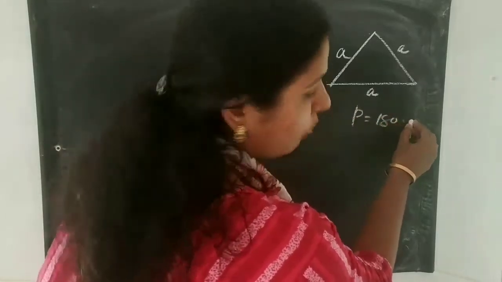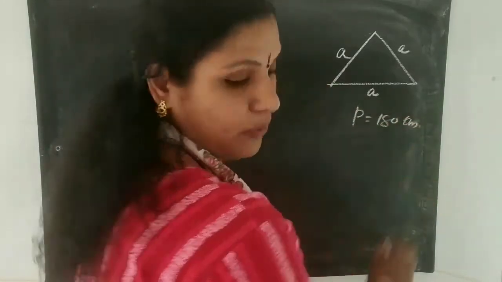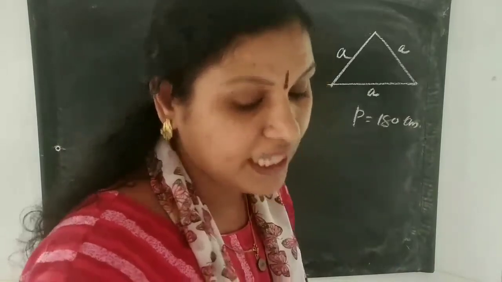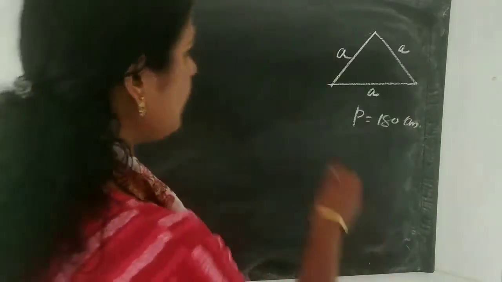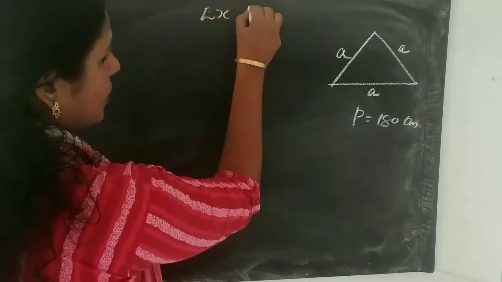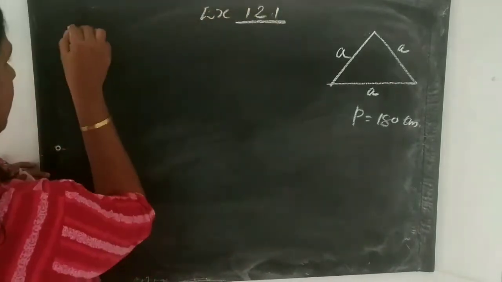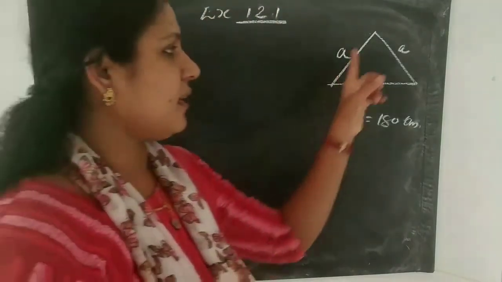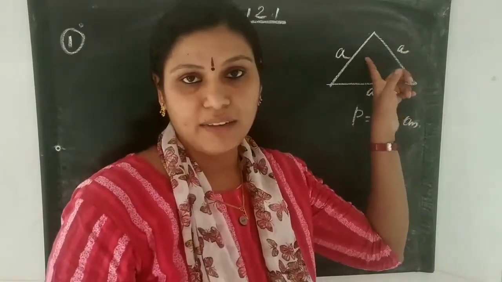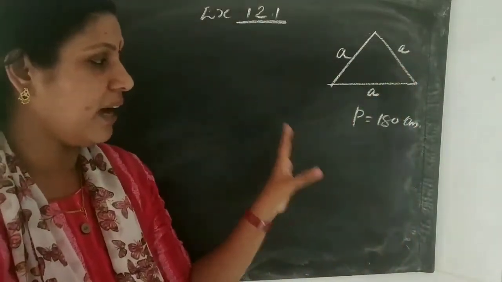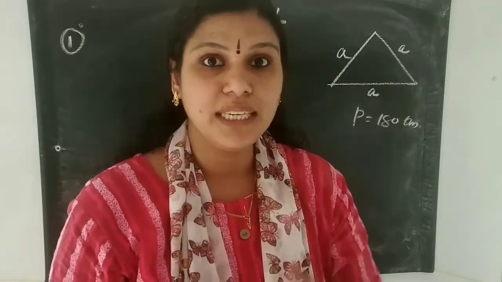Okay, 180 centimeter. Then what will be the area of the signal board? So this is exercise 12.1, the first question. From this, it's given that it's an equilateral triangle. We have to find this area by using Heron's formula.